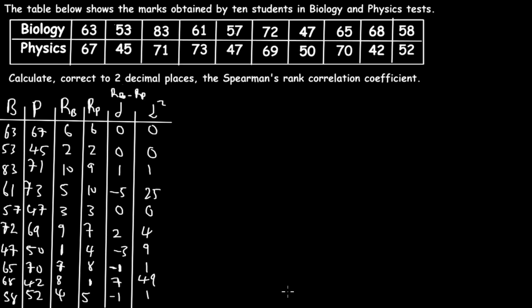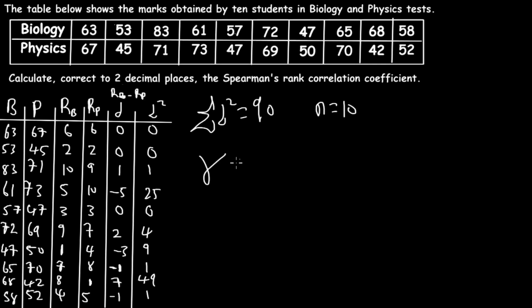Then having done that, we need to take the summation. Thus, the summation of d squared will be equal to, the 0s will go, 1 plus 25 plus 4 plus 9 plus 1 plus 49 plus 1. So I got 90. Summation of d squared is simply 90. Excellent. So what will be the value of n? The table shows the marks obtained by 10 students, so n is equal to 10. If you also count each of these data, you should end up having 10.